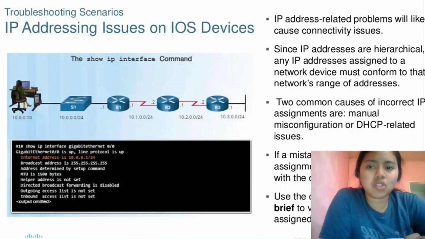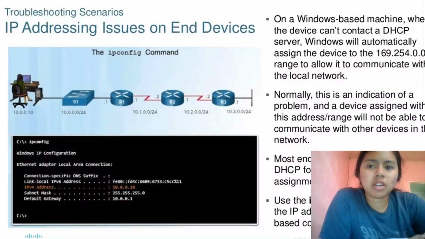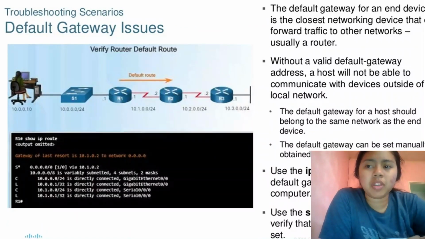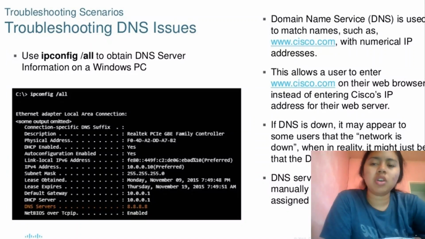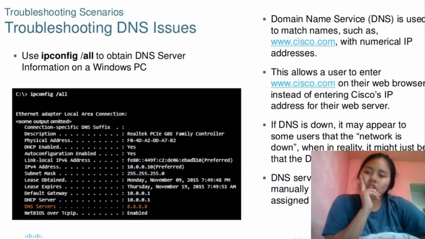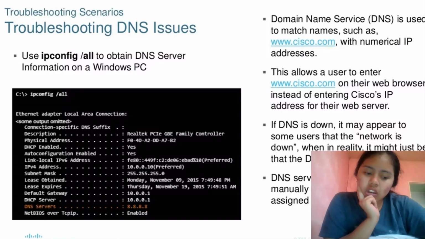IP addressing issues on IOS device. IP addressing issues on end device. Use the ipconfig command to verify the IP address assigned to a Windows-based computer. Default gateway issues. Use the ipconfig command to verify the default gateway on a Windows-based computer. Troubleshooting DNS issues. Use ipconfig /all to obtain the DNS server.